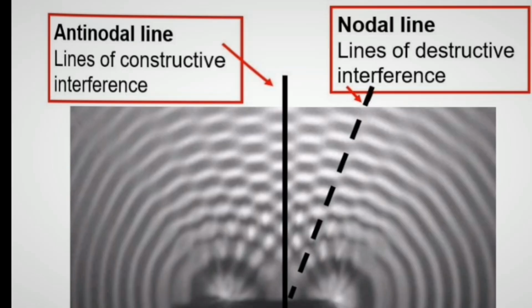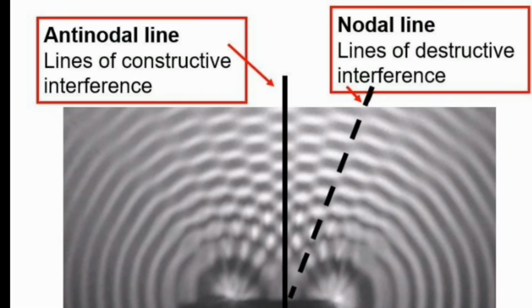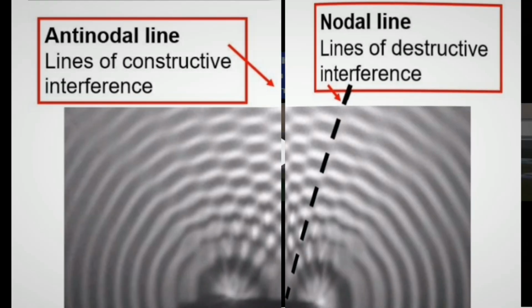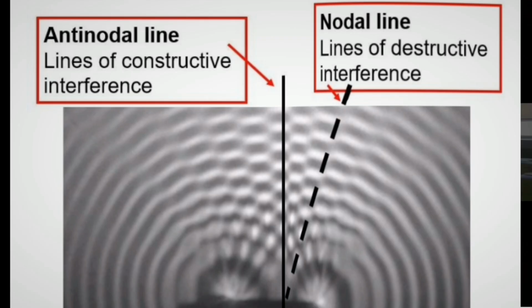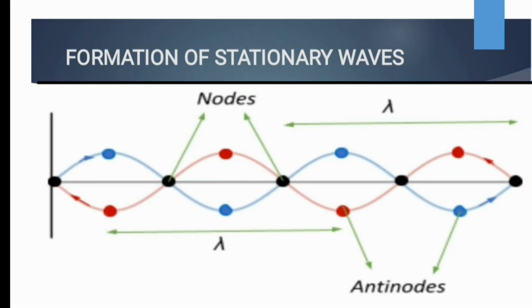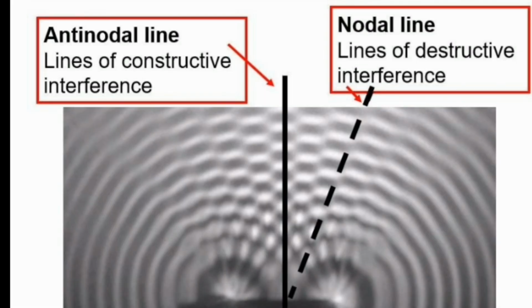Here we have a diagram illustrating how stationary waves are formed. As you can see, we have antinodal lines. They are lines of constructive interference, and they happen at this point. Then we also have the nodal lines of destructive interference. The lines of destructive interference happen at the nodal part.